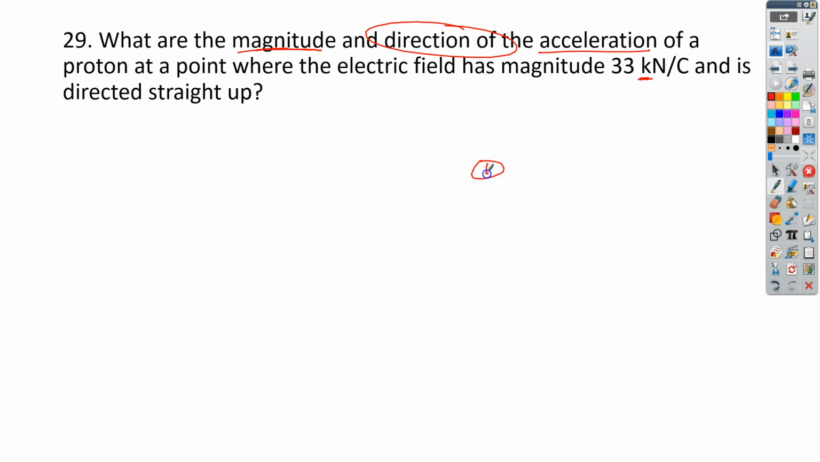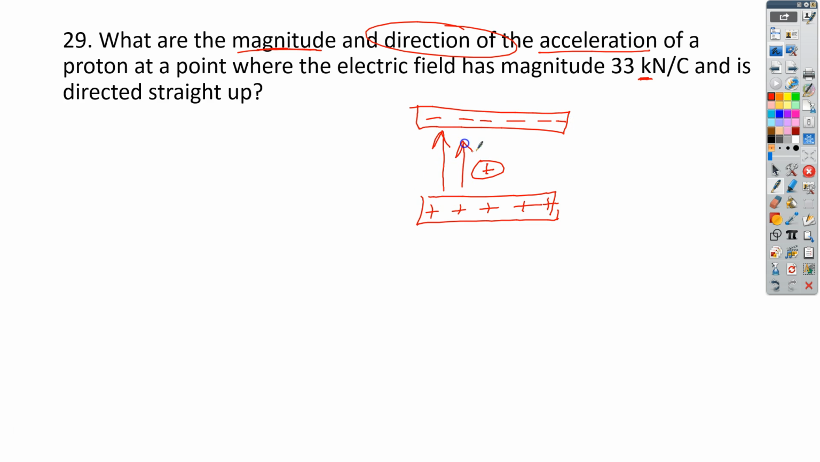So here we have our proton, which is a positive particle. The electric field is going straight up, so we could say that on the bottom we do have a positive region, and on the top we have a negative region. And so our electric field lines are moving in this direction.